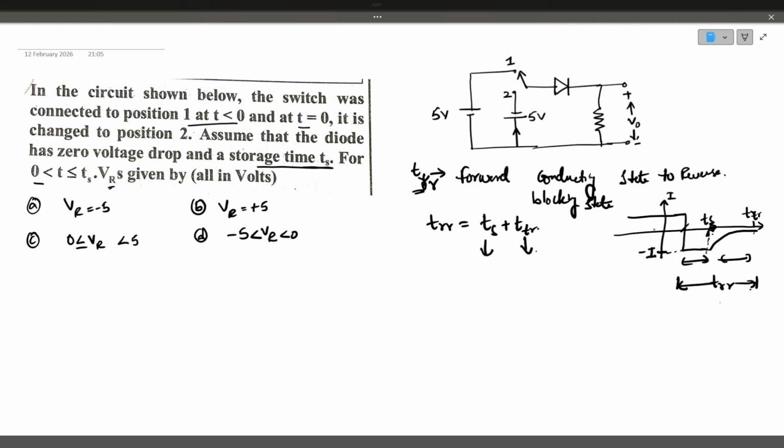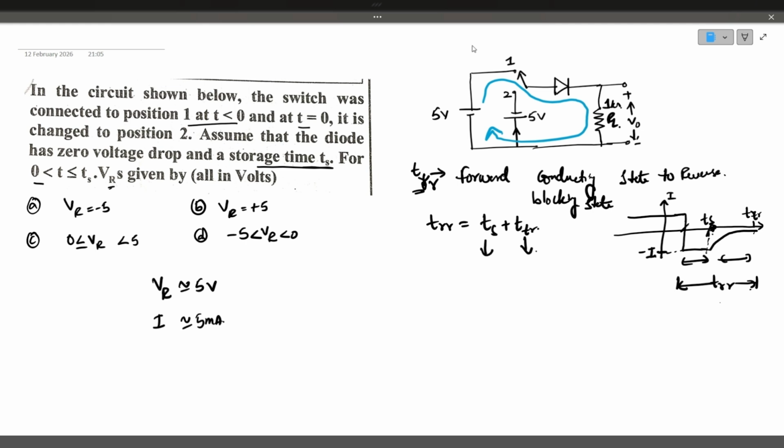Now coming back to the question. Initially the diode is conducting, and we can calculate the current flowing through it. Here the diode is in the forward position, so the output voltage will be approximately 5 volts. The entire voltage drops across this load resistance. The load resistance is 1 kilo ohm, so the current will be approximately 5 milliamps, and the voltage at the output is 5 volts.